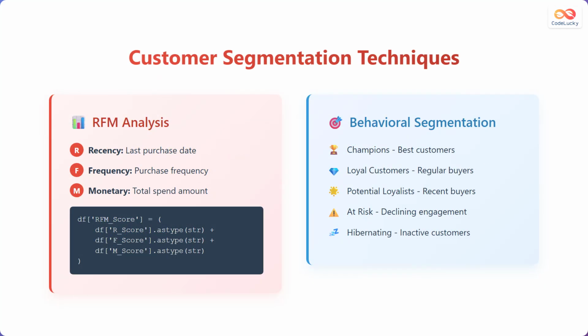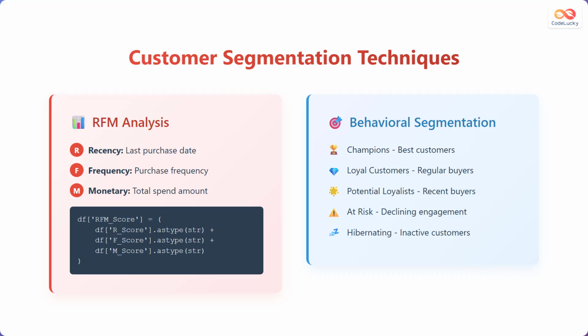Next up are the customer segmentation techniques. Here we can look at two primary ways to segment customers. The first way to segment the customers is through RFM analysis. RFM stands for recency, frequency, and monetary. Recency is the last purchase date, frequency is the purchase frequency, and monetary is the total spend amount. Using these three factors, you can segment customers. The code snippet shows how you can create an RFM score using pandas.